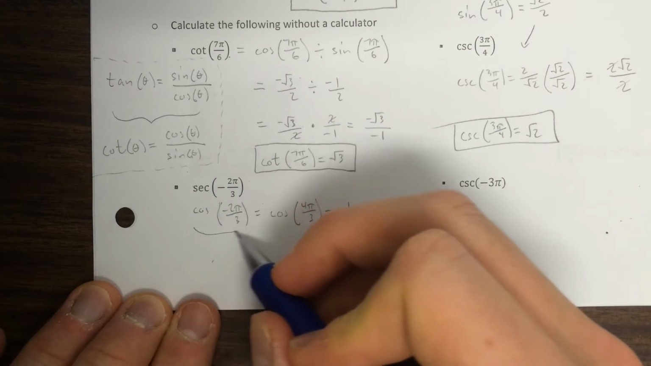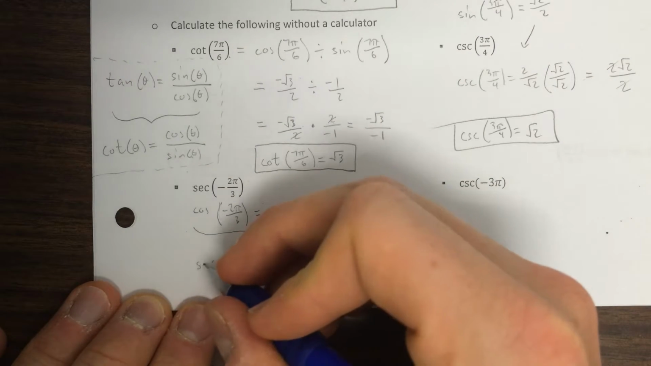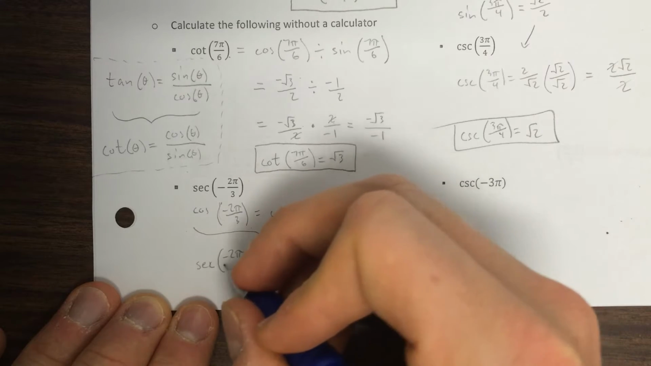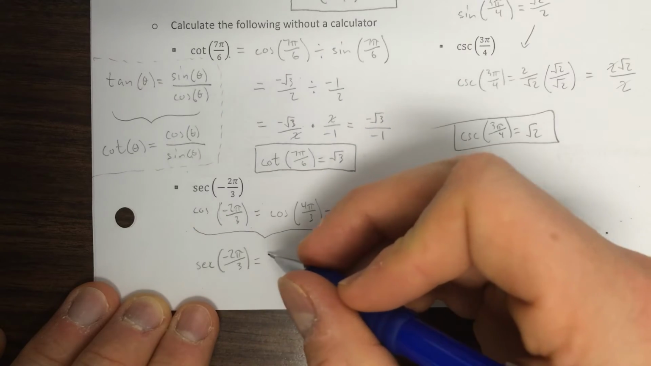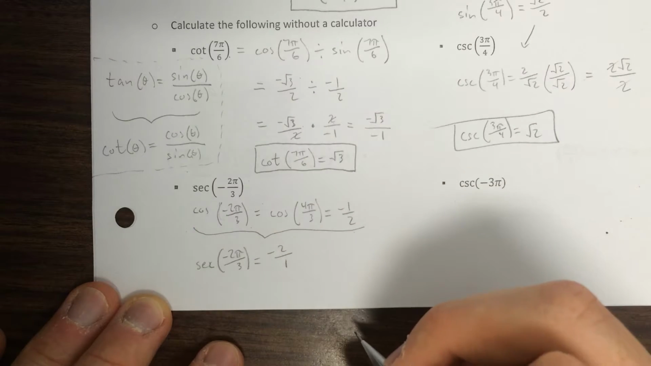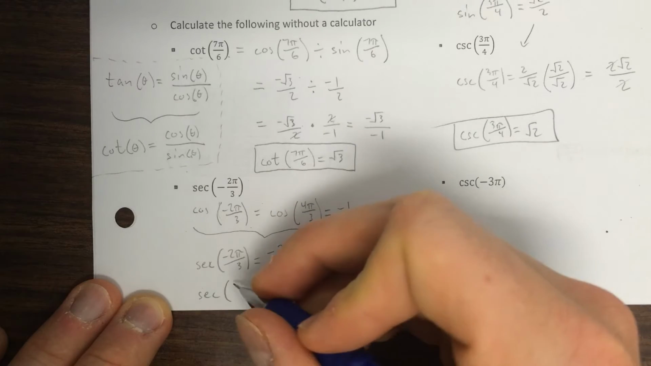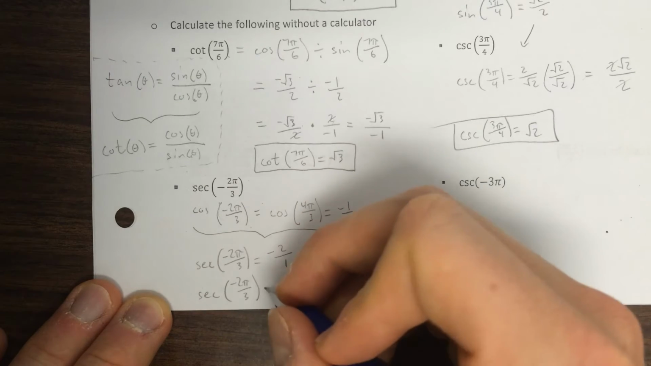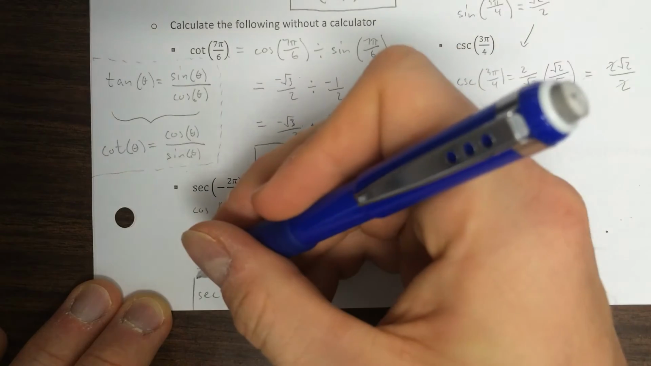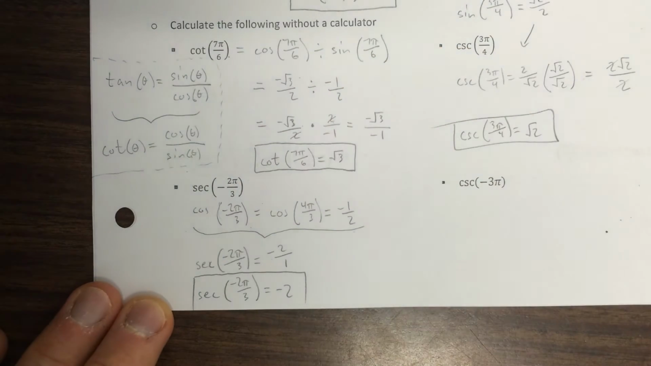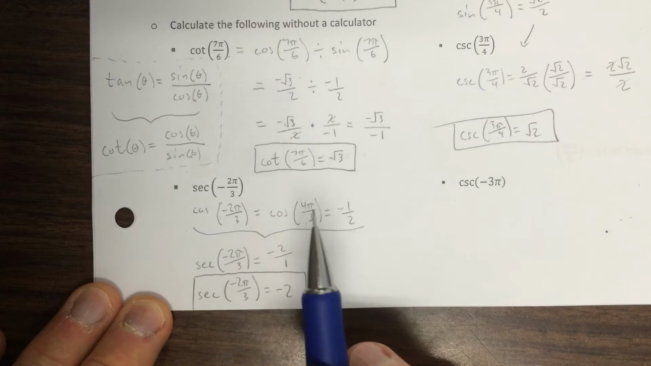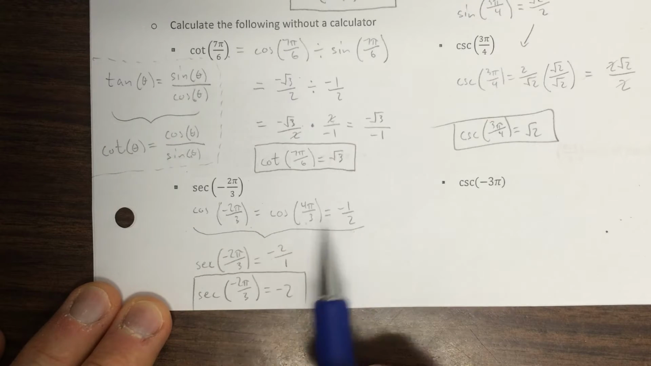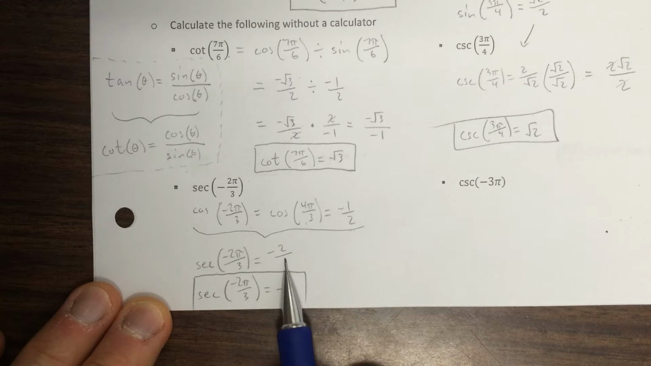All of this work here tells us that secant of negative 2 pi over 3 is the reciprocal of negative 1/2. And negative 2 over 1 gives us just negative 2. So we had to find a coterminal angle. Once we found that coterminal angle, we can say the cosine of 4 pi over 3 is negative 1/2. Secant is the reciprocal, so we take the reciprocal of this, and we get negative 2.